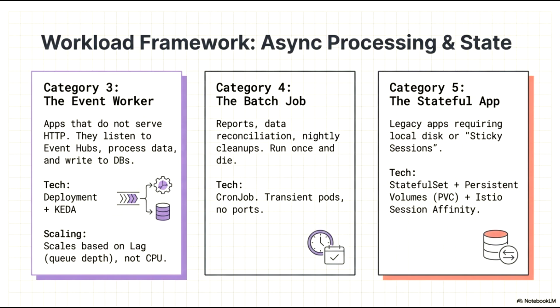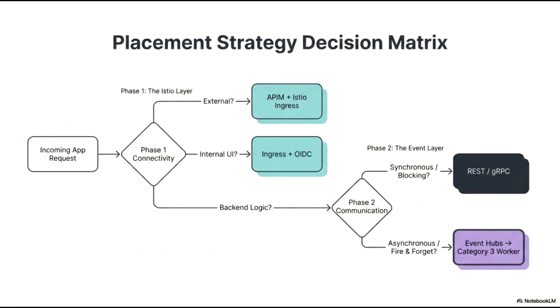The Placement Strategy Decision Matrix outlines the workflow for an incoming application request as it navigates through our architectural layers. The process begins at Phase 1, the Istio layer, where we determine the specific connectivity requirements. If the request originates from an external source, it is routed through APIM and the Istio ingress. For internal UI requests, the flow is directed toward ingress with OIDC authentication.